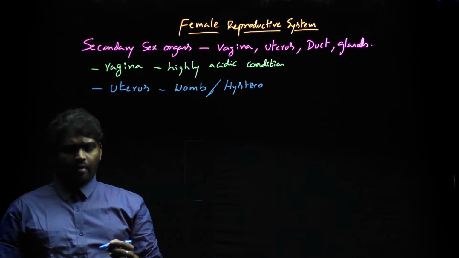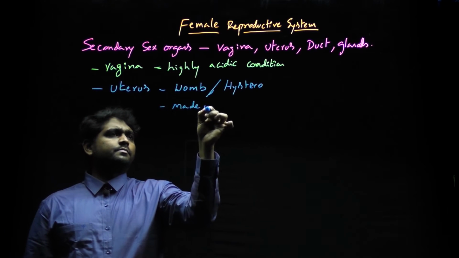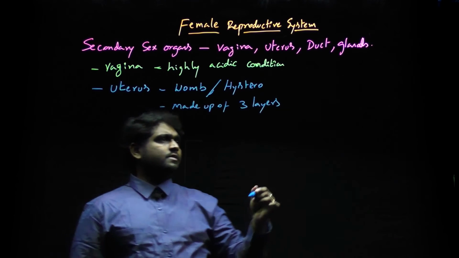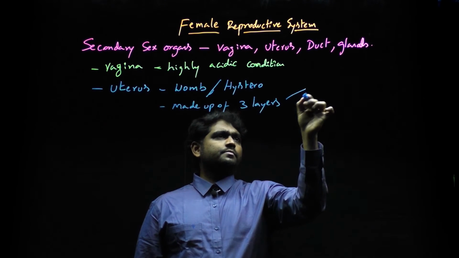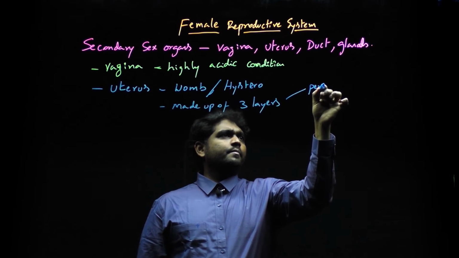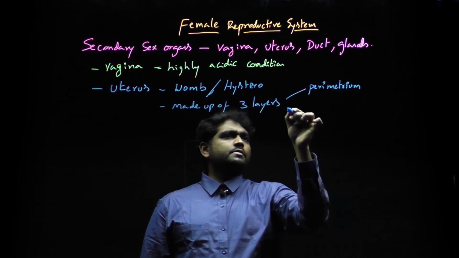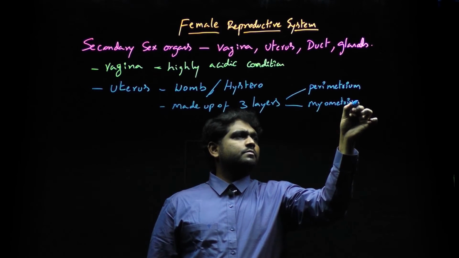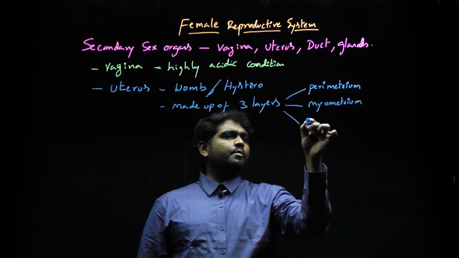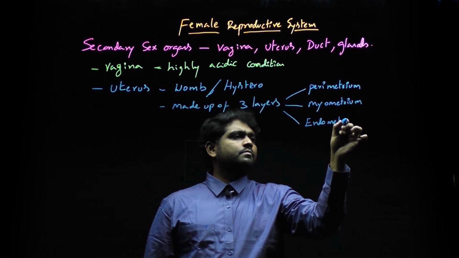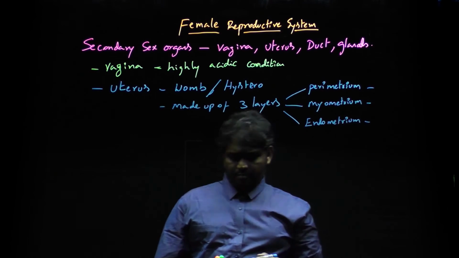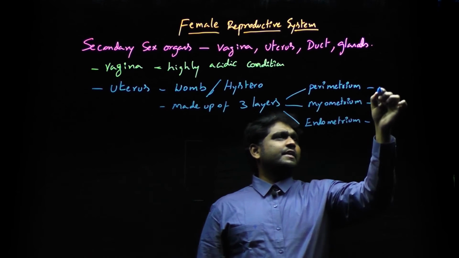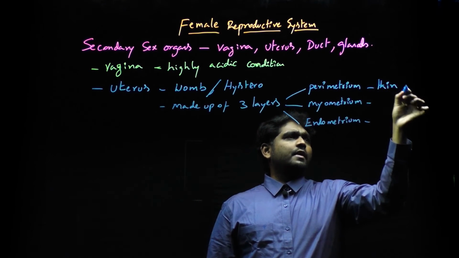The uterus is made up of three layers. The first is the perimetrium, the second is the myometrium, and the third is the endometrium. Perimetrium, myometrium and endometrium. The perimetrium is the thin outer layer.